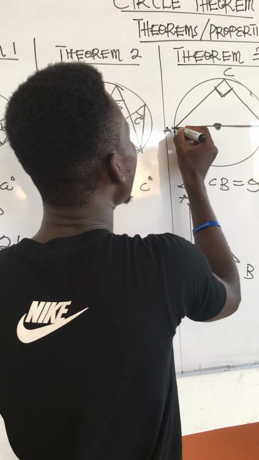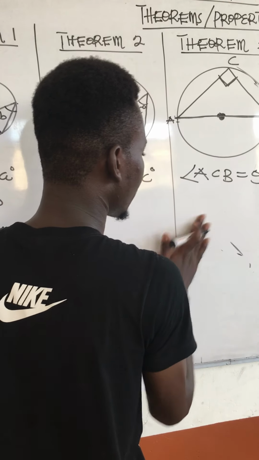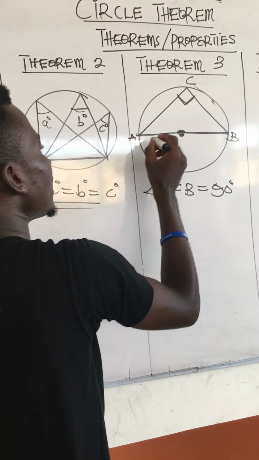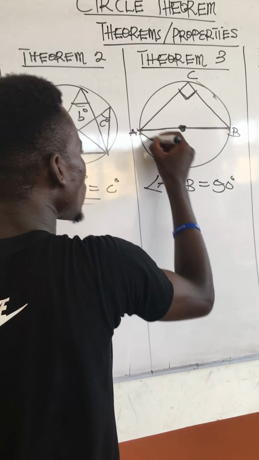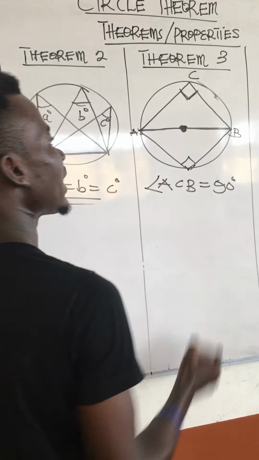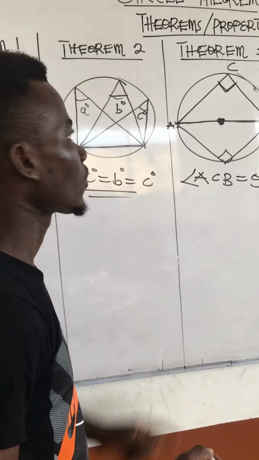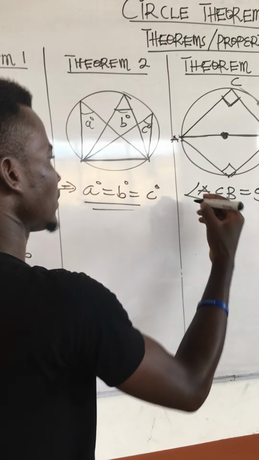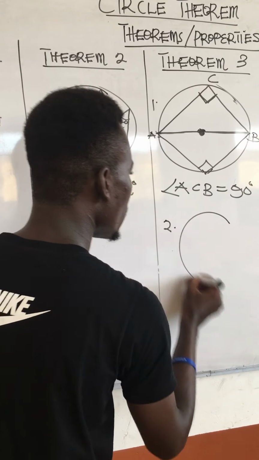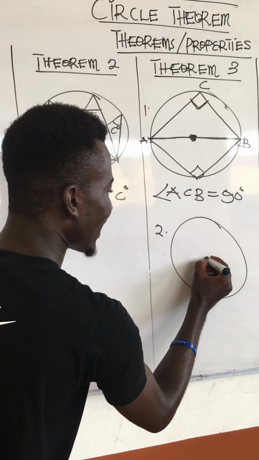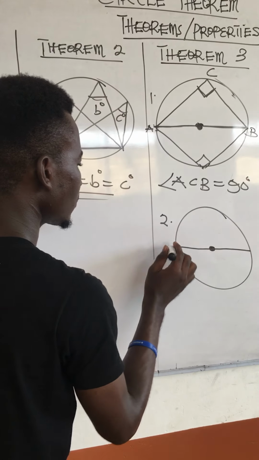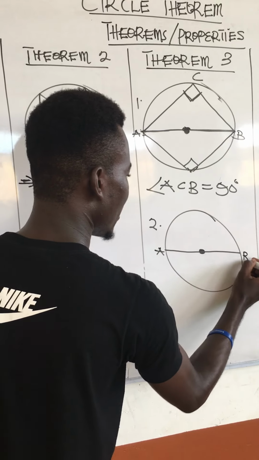So remember, this can also be drawn another way. It's not always one way. This is still a diameter, so it can also be down, right? It still forms 90 degrees. Alright, so that's theorem 3. Another diagram under theorem 3 is the second one: you have the same circle, you have a center, you have A, you have B.